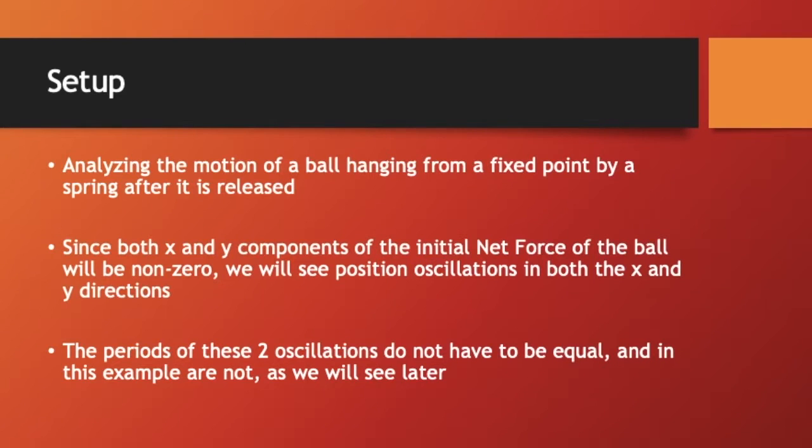In this lab, we're going to be analyzing the motion of a ball hanging from a fixed point by a spring after it is released. Since both the x and y components of the initial net force acting on this ball will be non-zero, we're going to see position oscillations in both the x and y directions. Now, the periods of these two oscillations don't actually have to be equal, and in this example, they're not going to be. We're going to see that later on.